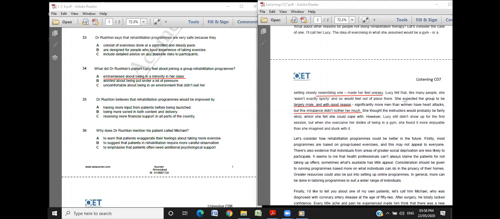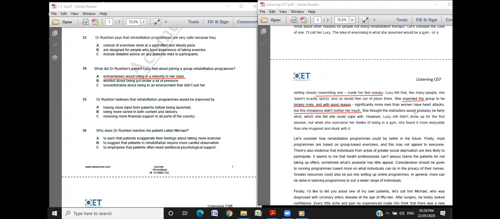She expected the group to be largely male, and it was true, her expectation, but she was not embarrassed about it. So minority in her class is correct. But if you consider the full phrase, embarrassed about being in, she wasn't embarrassed because it says, but this imbalance didn't bother her much.